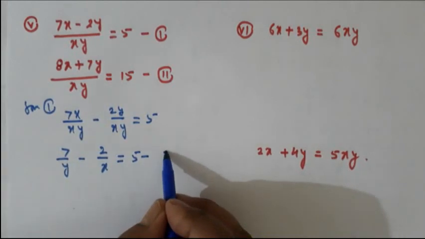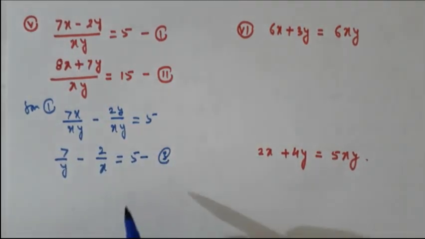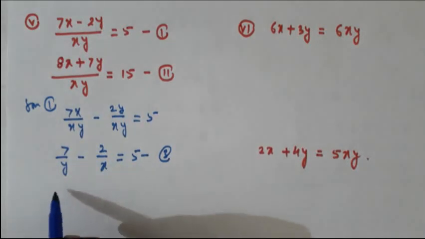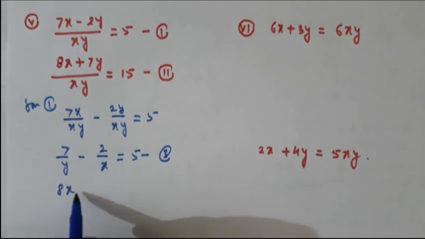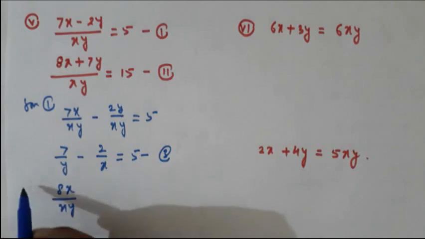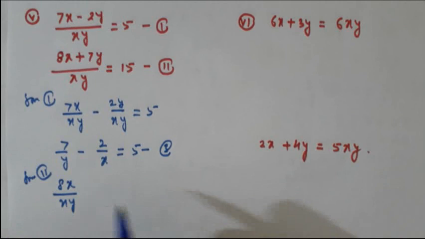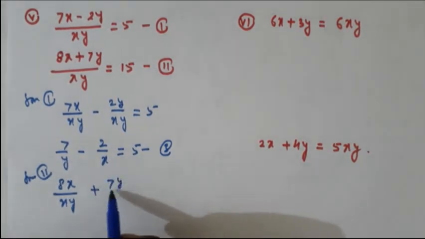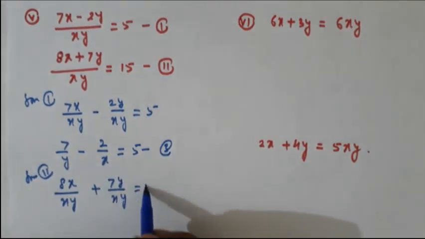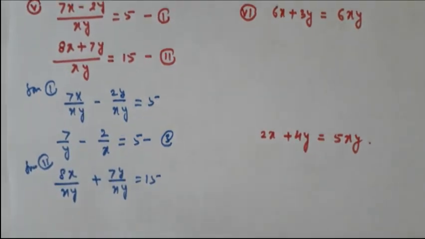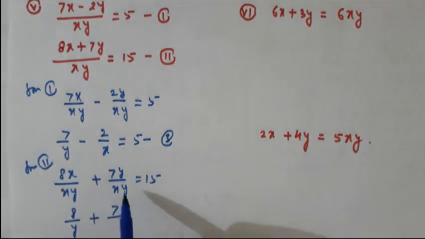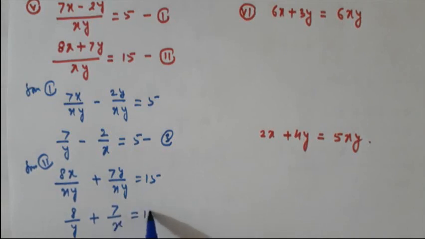Let this be equation number 3. In the same way, the second equation breaks into two parts. From equation 2, 8x upon xy plus 7y upon xy is equal to 15. We will cancel this also. That will be 8 upon y, x and x cancel, plus 7 upon x, y and y cancel, is equal to 15. This is equation number 4.